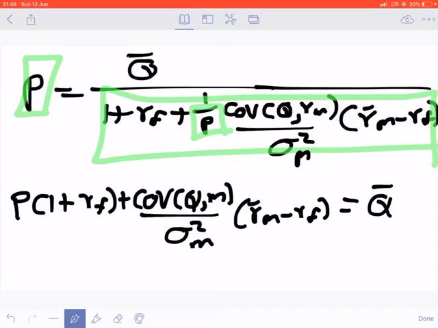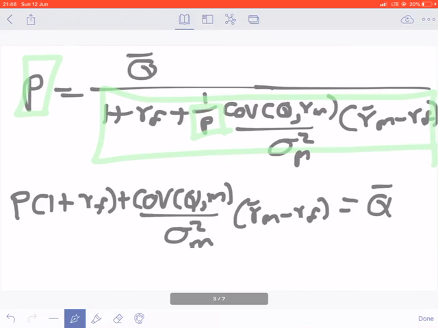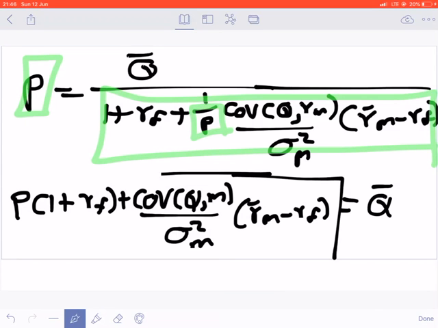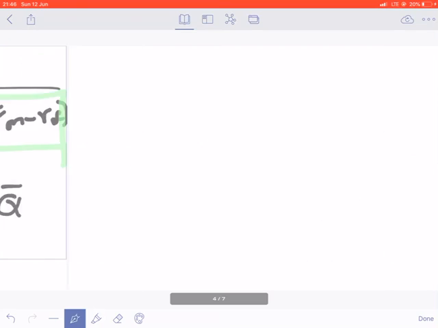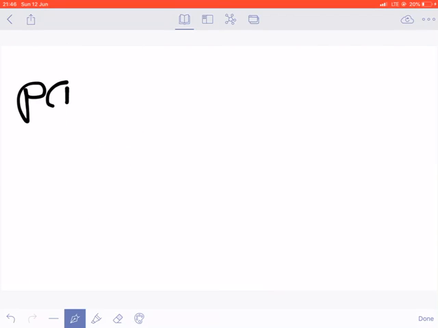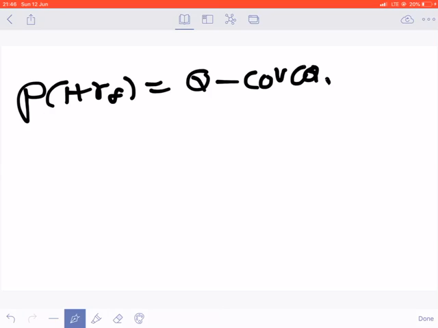So you can see it is like this, and then I'm going to go to the other page as well. Again, I can take this part to the other side. So I would have P(1 plus RF) equal to Q minus the covariance of Q and the market, times the market excess return, right? So in that case, you are able to divide both sides by 1 plus RF, and then you would see something familiar right now.